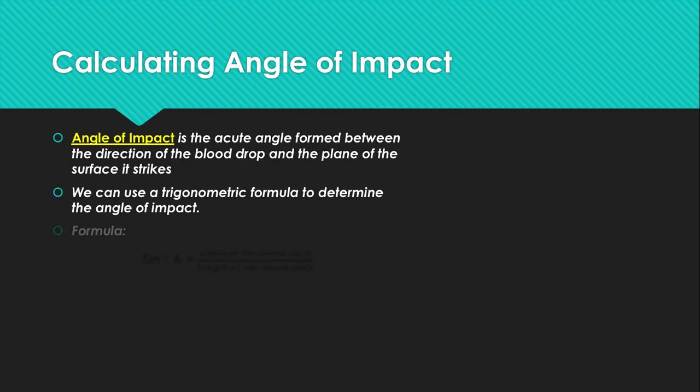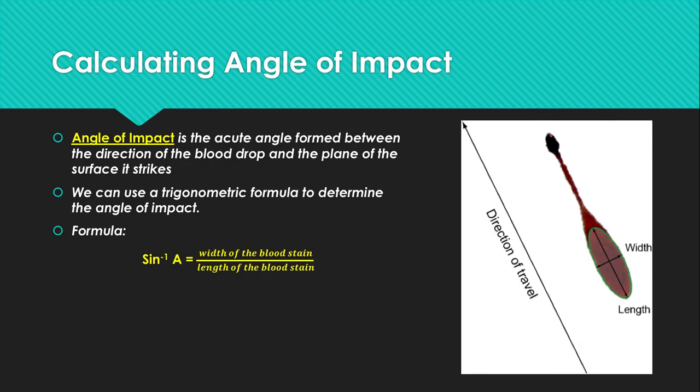And the formula that you need to know is the arc sine. Okay, arc sine is sine to the -1 of some angle A equals the width of the blood stain divided by the length of the blood stain. So here we can see our blood drop. We can measure the width going across, and then we have our length of our blood drop. Okay, we're going to measure the width and the length. We're going to divide the two numbers, and then using a scientific calculator, we're going to calculate the arc sine, and that will give us our angle.